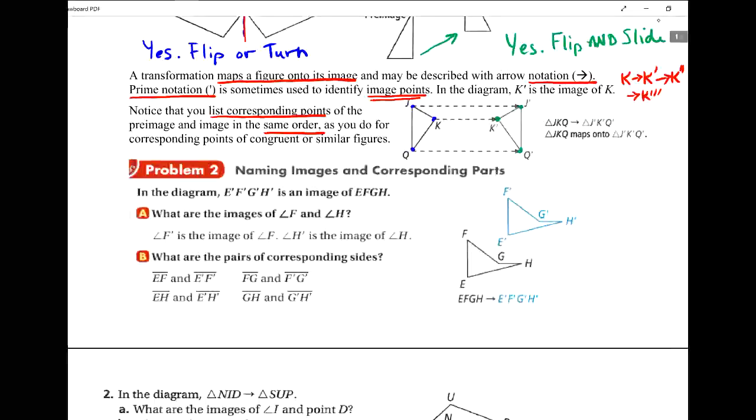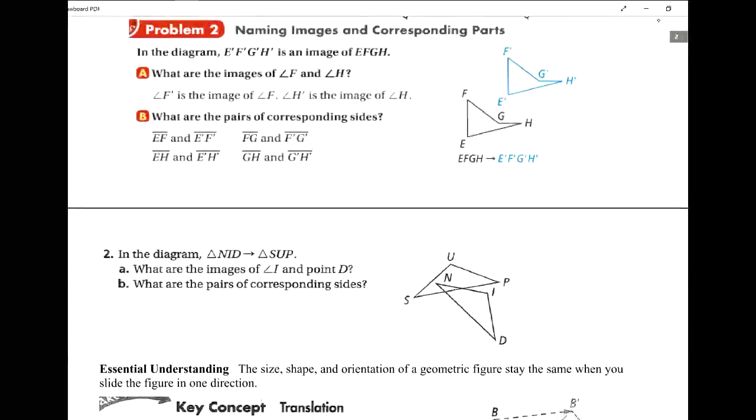Now let's look at our example for this. In the diagram, E prime, F prime, G prime, H prime, so let's find, it's the blue one here, is an image of EFGH. So we know that EFGH, the black one, is the original, and it maps onto the prime figure. So we are asked, what are the images of angle F and angle H? Well, we look at order. Angle F is in position 2 here.